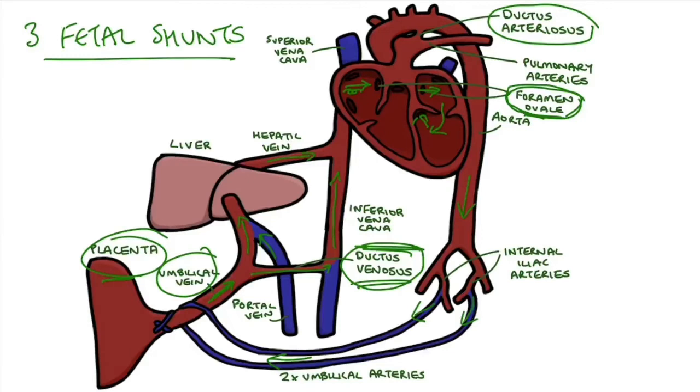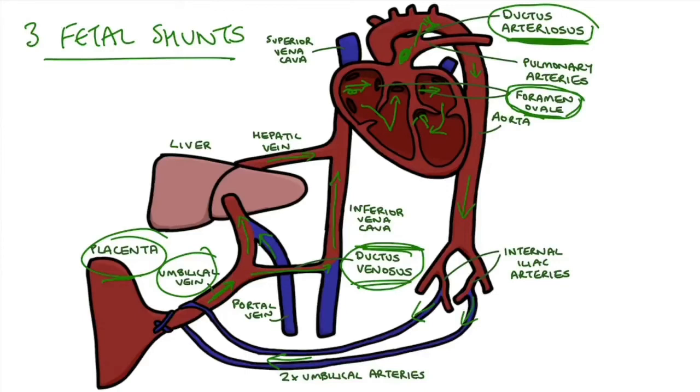Now, not all the blood goes via the foramen ovale. Some of it goes via the right ventricle into the pulmonary artery, or the pulmonary trunk here. Now this is where we come across our third shunt, which is called the ductus arteriosus. Okay, now this is a connection between the pulmonary trunk and the pulmonary arteries and the aorta, which means that once again blood can bypass the lungs and go straight from the right ventricle into the pulmonary trunk, into the aorta, and down to the rest of the body.